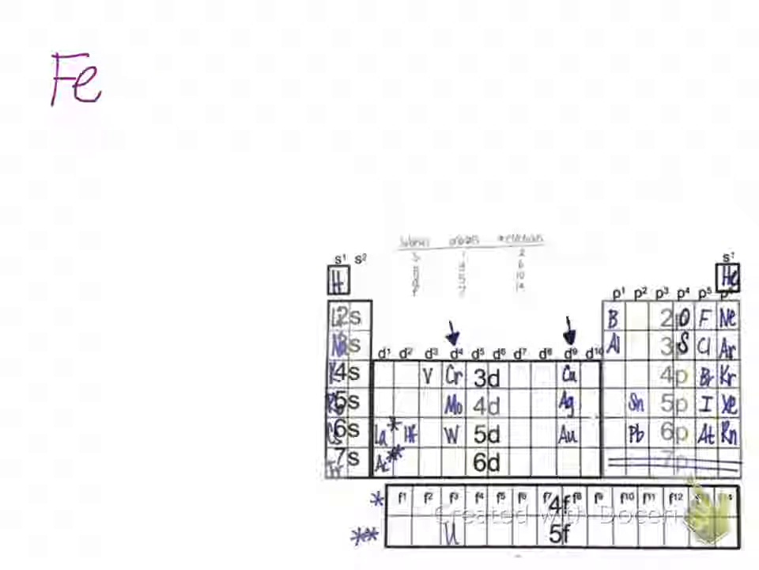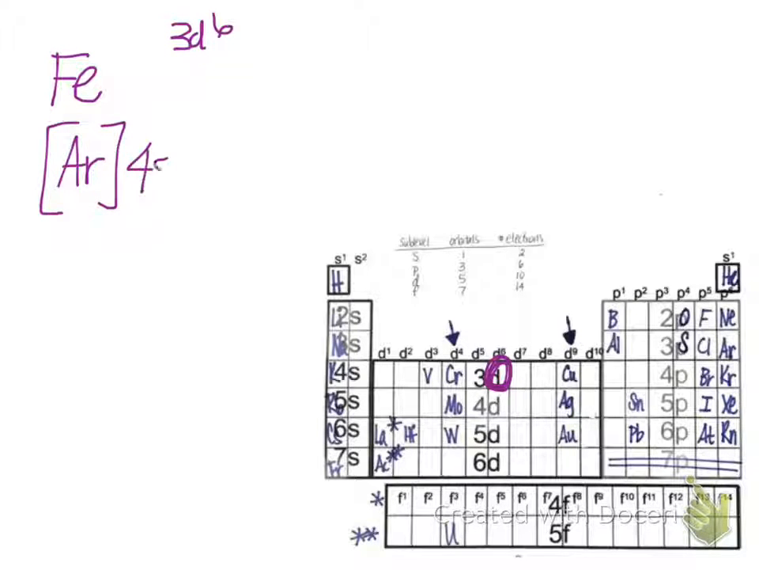Iron is 3d6. It's right here. So we're going to end in 3d6, so we know that. So it's a good idea when you know what element you're doing, you can identify it based on where it's at in the table. Okay? So I would write, well, you tell me, what element would I use? Which noble gas would I use? Argon. And then I would write 4s2, 3d6.